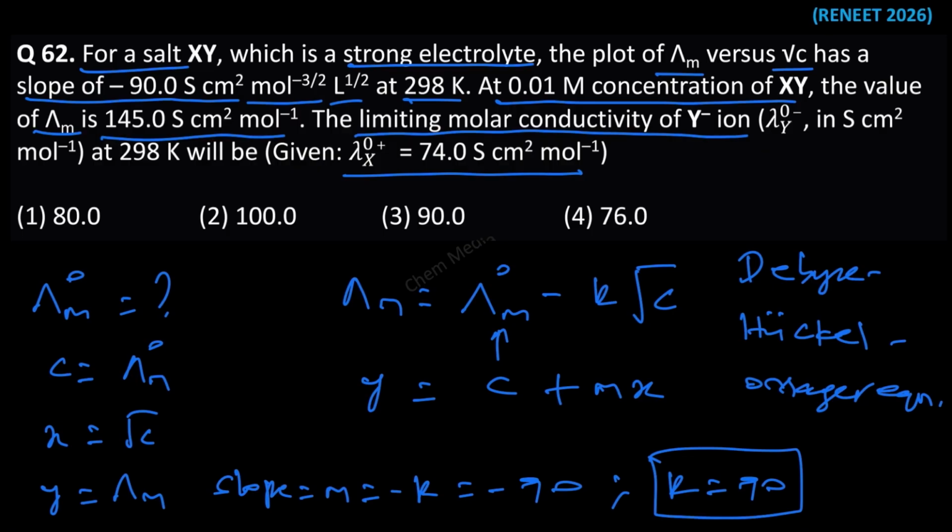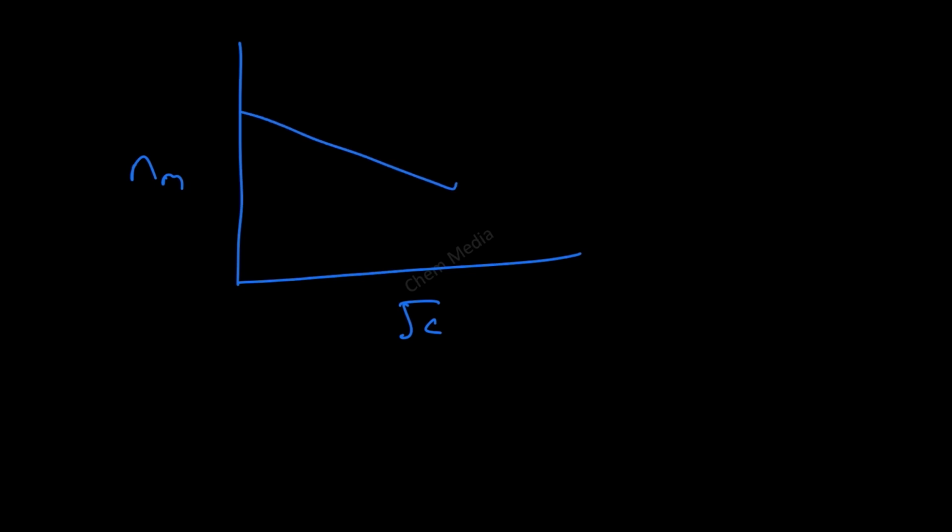K is not minus 90, minus k is minus 90. So, therefore, we can cancel the minus sign on both sides. K is equal to 90. What this means is that if we are plotting molar conductance versus square root of concentration for a strong electrolyte, this is going to be a straight line with a slope equal to minus k. So, this is the y intercept, that is lambda m naught, which we need to figure out first.